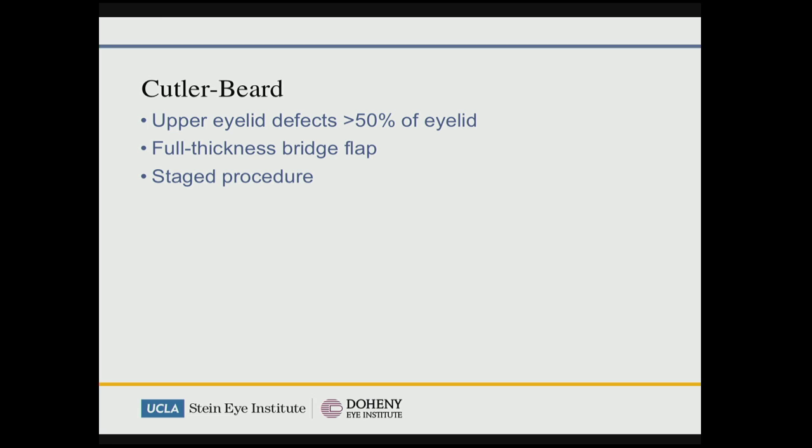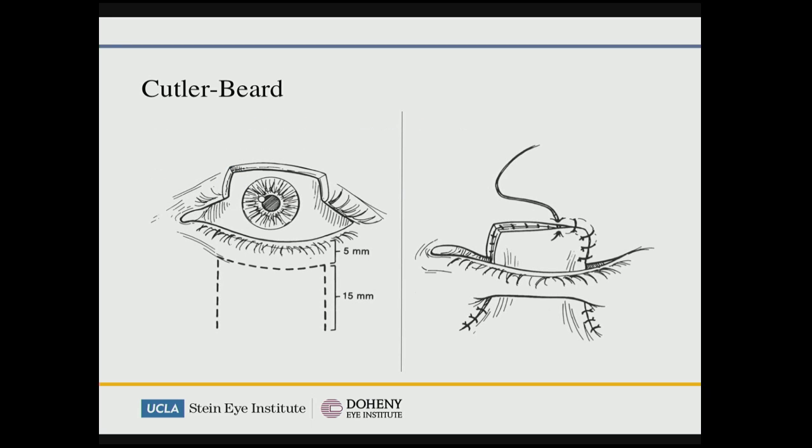The Cutler beard procedure doesn't work quite as well, but it's for upper eyelid defects that involve more than half of the lid. It's also a full thickness bridge flap, and it's also a staged procedure. Because the tarsus is much shorter in the lower lid, you can't borrow tarsus for the upper lid. You have to make your incision beneath that. So it's a full thickness incision, and then that tissue is brought under this bridge of tissue and sutured up into the defect.